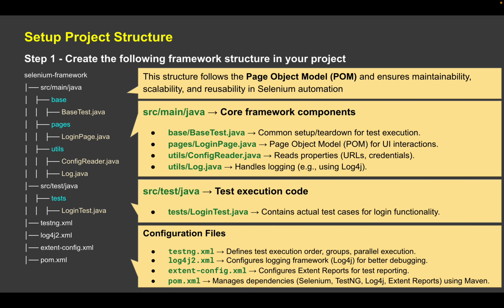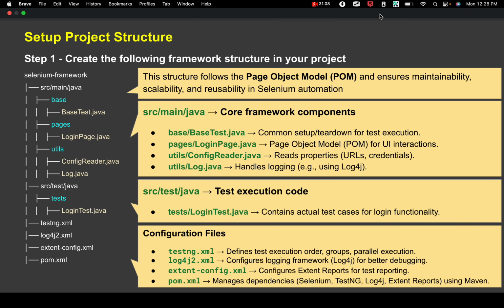Okay, and all the configuration files we have like testng.xml, pom.xml, logging, reporting, all these are configuration files. Okay, so this is how our framework structure looks like now. Okay, and as we work on this, you will get more and more clarity how this works and why we are having this structure. But for now, this is a very high level overview.